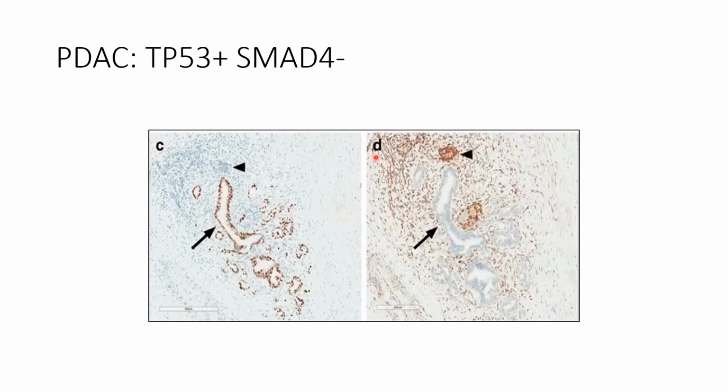On the other side, in D, we can see the same glandular structures, which are the malignant pancreatic glands. They are negatively stained with SMAD4, and the normal pancreatic parenchyma or normal glands are stained positively with SMAD4.